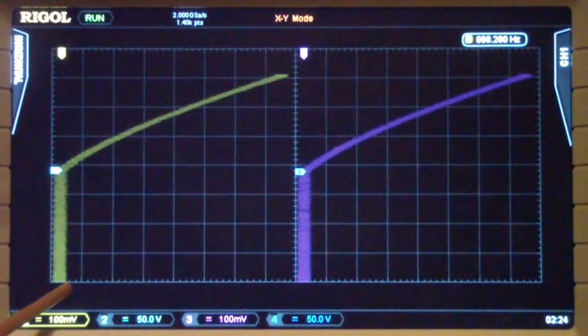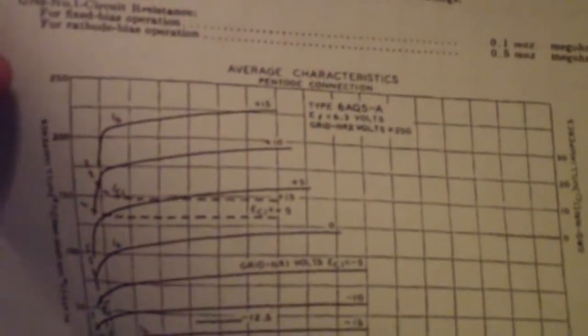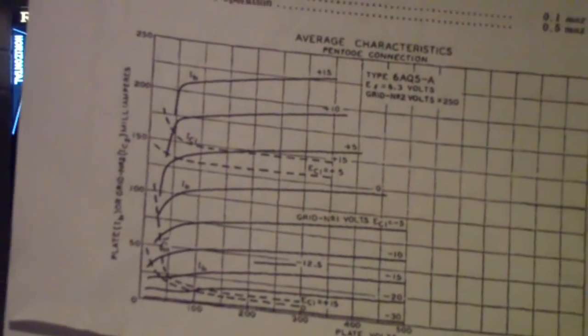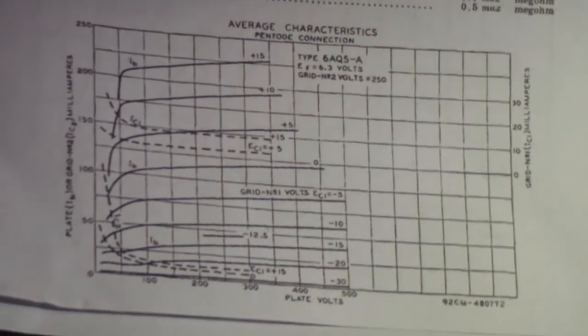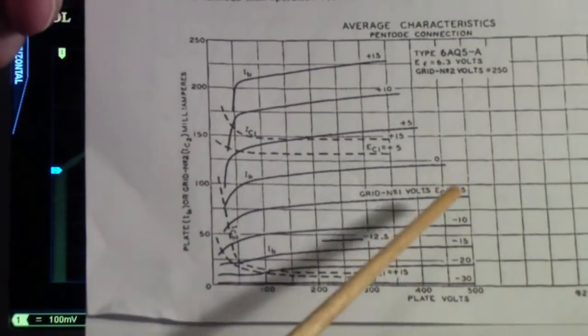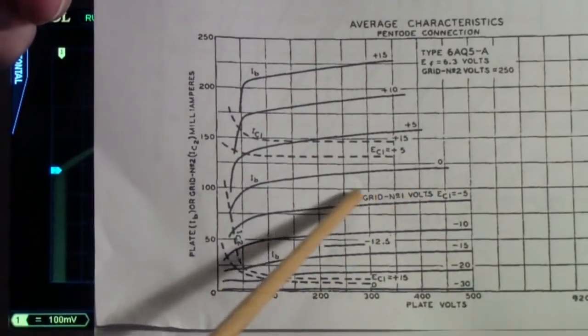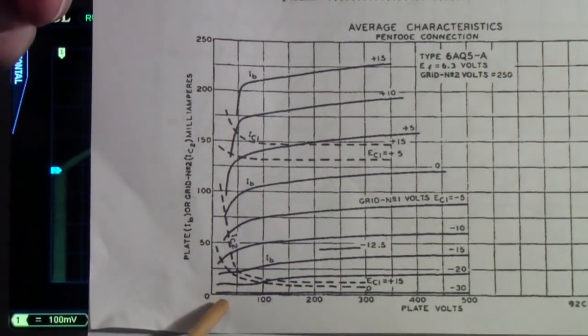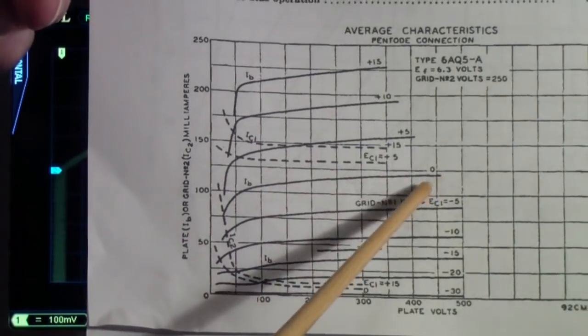What is happening here is I have the grid tied to the cathode. In other words, the grid to cathode voltage is 0 volts. The curve that I'm actually displaying is this curve. Let me turn a little more light on that. And you see here is the 0 volt grid line. And so what you are seeing is this one curve.